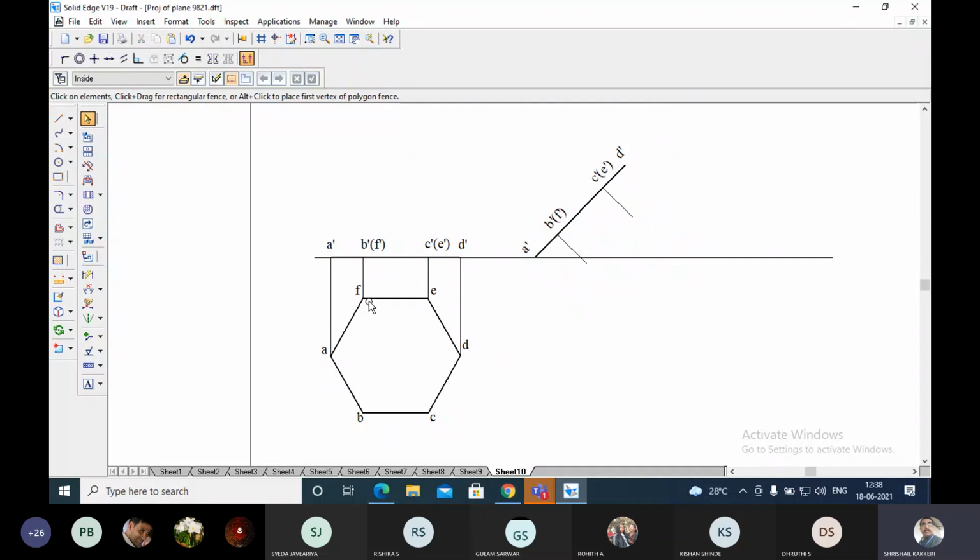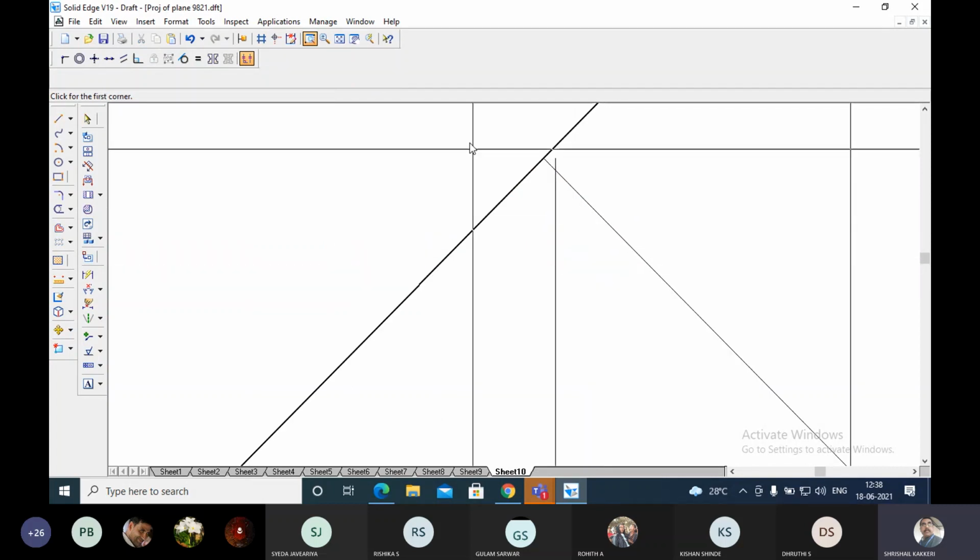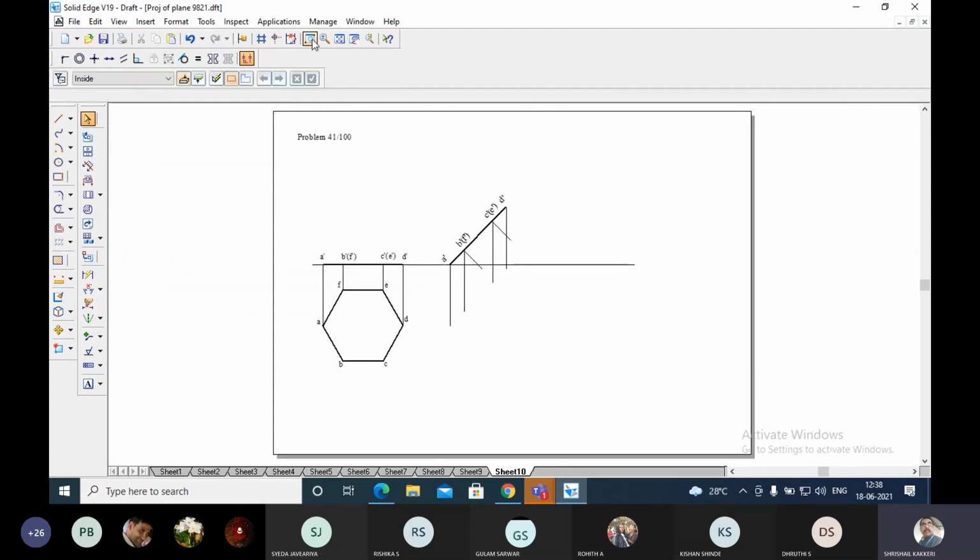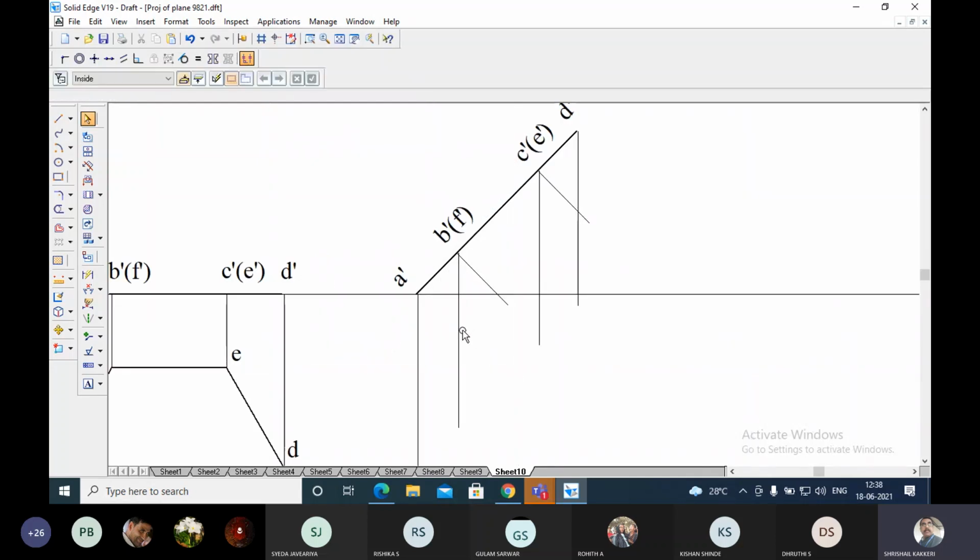Okay, now let me take a vertical line. Let me copy this. One line from A, from this point, from this point, from this point, and see that properly you have taken or not. See, it is not taken properly. See, it appears to be we have taken properly, but all these will not be proper sometimes.